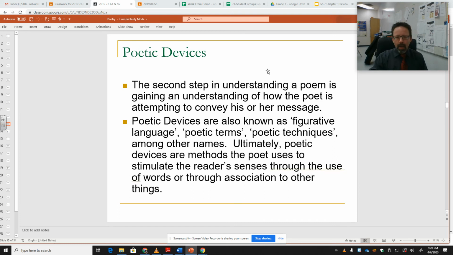Poetic devices. Second step in understanding a poem is getting an understanding of how the poet is attempting to convey their message. These are also termed as figurative language, poetic terms, poetic techniques, among other things. Ultimately, poetic devices are methods the poet uses to stimulate the reader's senses through the use of words or through association to other things. Now, let's take a quick look at those things.